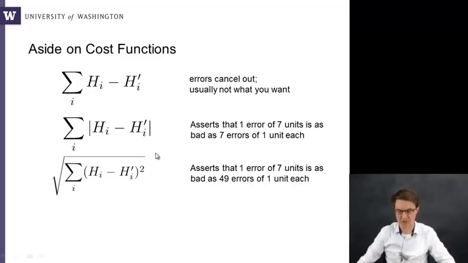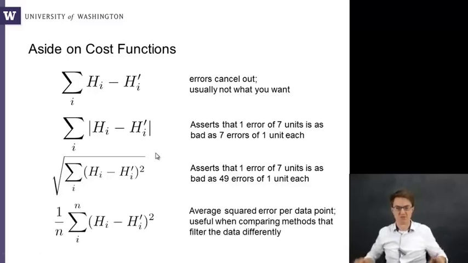Now, a lot of times we don't take the square root and we just divide by n, or we even divide by 2 in some cases. Okay, and so this is the average squared error per data point. Might be useful when comparing methods that filter the data in different ways, so that you get the amount of error per data point as opposed to having the factor of how much data was in there influencing the number.